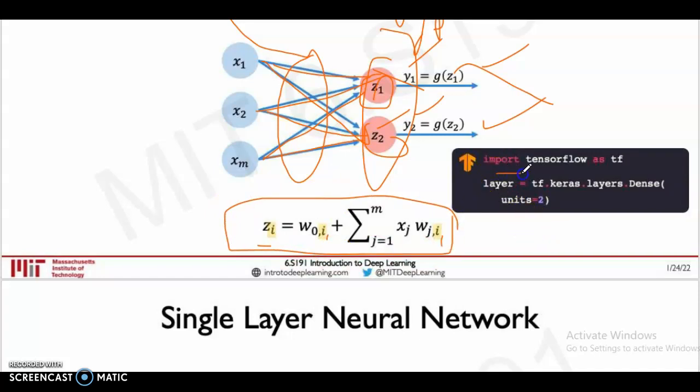Import. What are we going to import? TensorFlow. How?